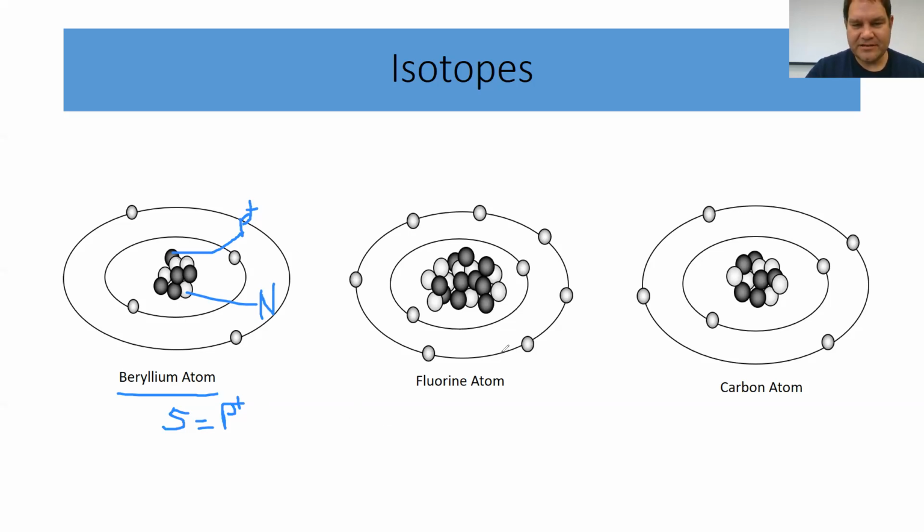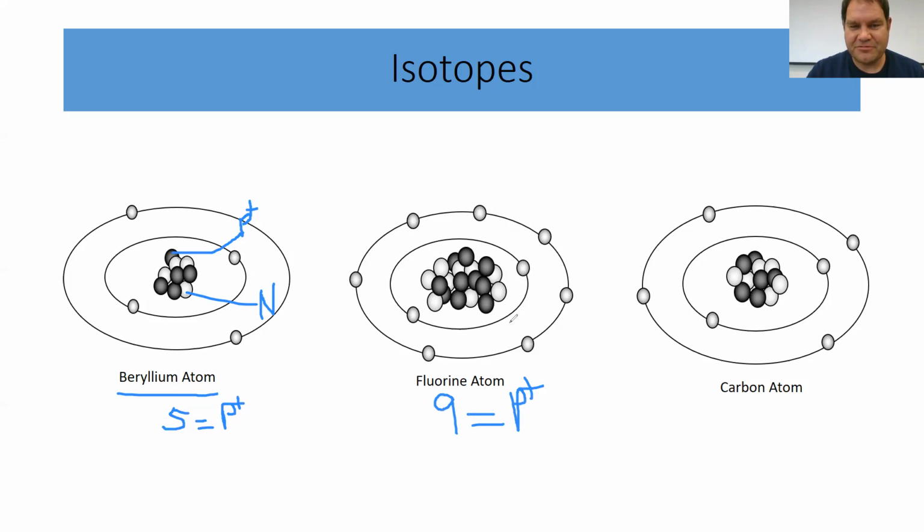So fluorine, how many protons does fluorine have? If you look at the periodic table, it says that fluorine should have 9 protons because the atomic number is 9. So 9 protons in the nucleus.